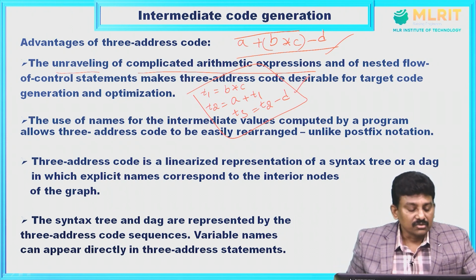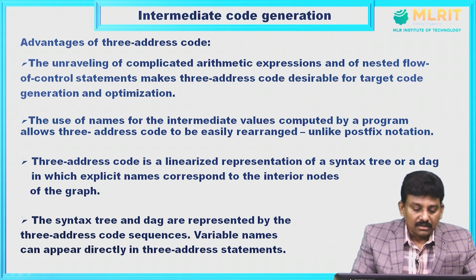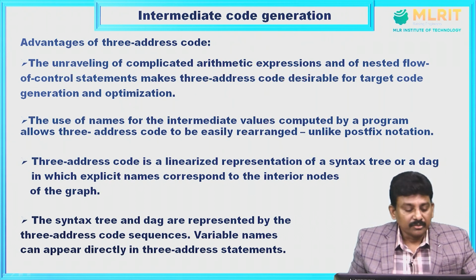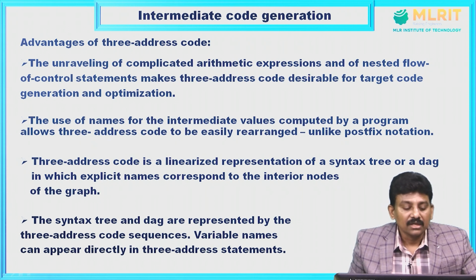Next, the use of names for the intermediate values computed by a program allows 3 address code to be easily rearranged, unlike postfix notation. Here we can use temporary variables for the names. Intermediate results will be stored in the temporary names, temporary variables.